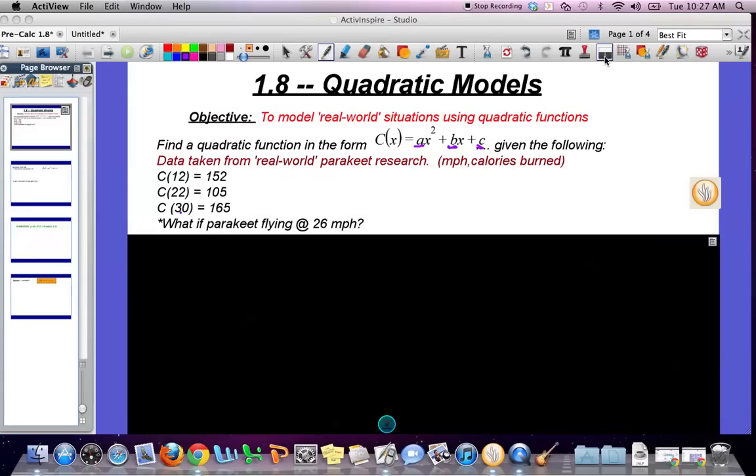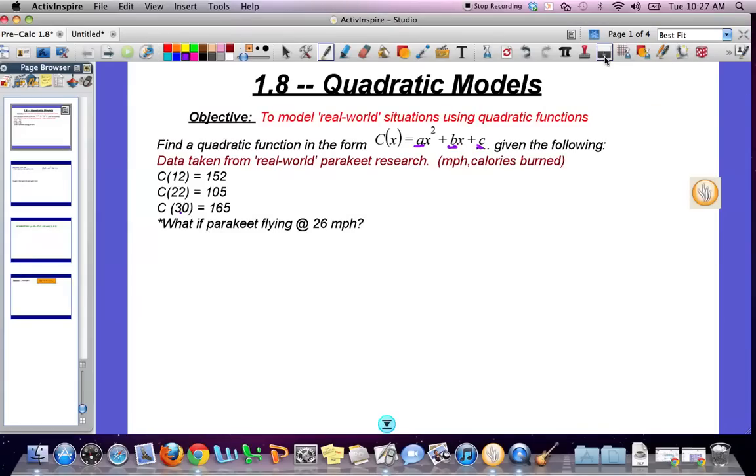We'll need our calculators, but not to do all of that stuff. So here's what we're going to do. We're going to plug in this data. So I have 152 will equal a times 12 squared plus b times 12 plus c. Whoops, screwed that up. Sorry about that. I'm replacing the x with 12, so that would be 12 times b plus c. Now I'm going to go to the next piece, which is this one. I'm going to have 105 equals a times 22 squared plus 22b plus c.